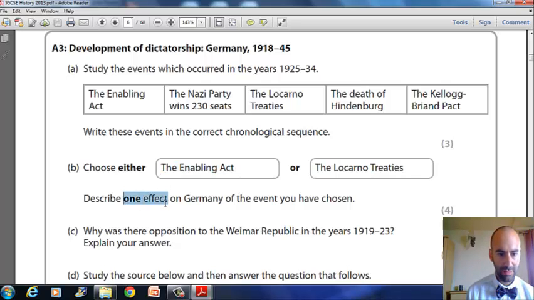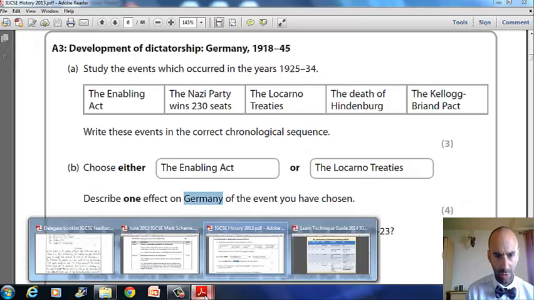So it'll be one effect of one of these events on either Germany or the Weimar Republic, or it could be the Nazi Party. So look very, very carefully. It's always going to be an effect or consequence question. Then have a look. The effect on what? The effect on the Nazi Party, the effect on Germany, the effect on Stresemann, whatever. So you have one effect on a factor here. Okay, so it's 4 marks.